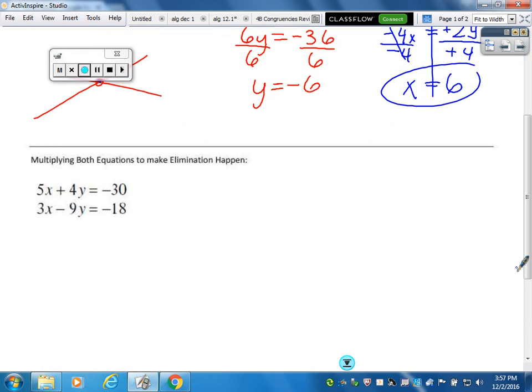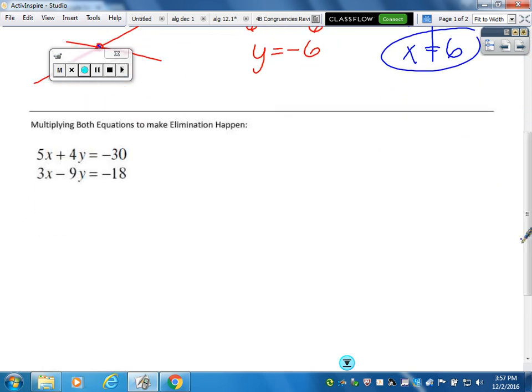So how's this going to change today? Well, we're going to have to multiply both of them. So if I look at my x's and my y's, I think, how can I turn a 3 into a 5? And I can't. And then I go over here and go, well, how can I turn a 4 into a 9? And I can't. What I'm going to have to do is actually multiply both equations to their LCM. That's their least common multiple.